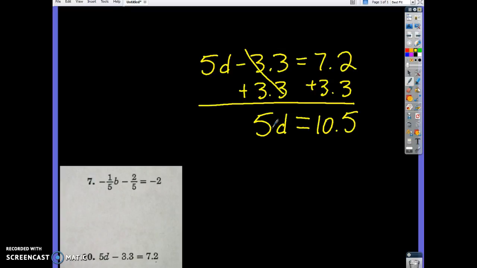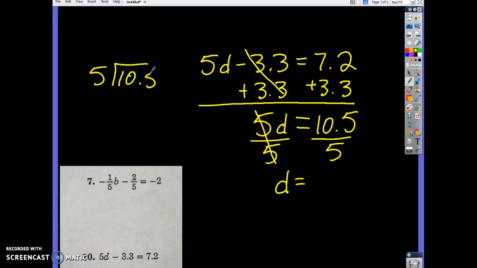Now the only operation being done to my variable is multiplying by 5. I will do the opposite and divide by 5. So let's show how this looks when we drop it down to the right in the house, is how we might say that. We're going into 10.5. 5 won't go into 1, but it'll go into 10 twice. My decimal is here. 5 will go into 5 one time. These are both positive numbers, so my answer is positive 2.1.